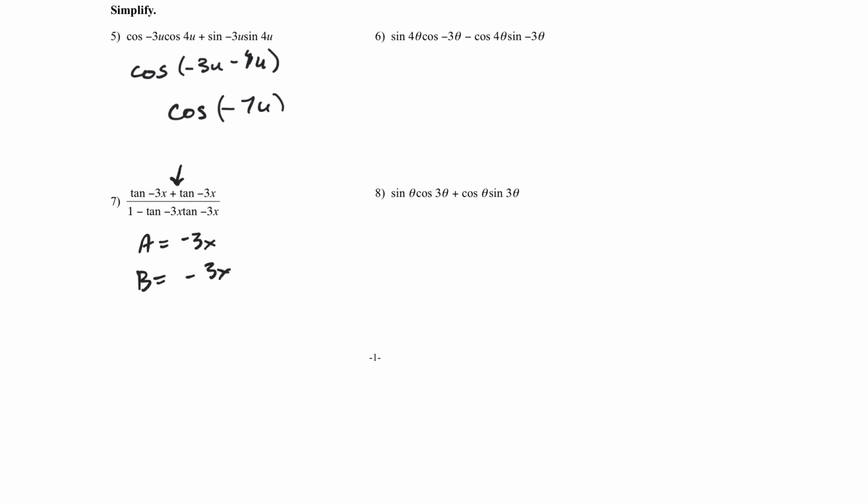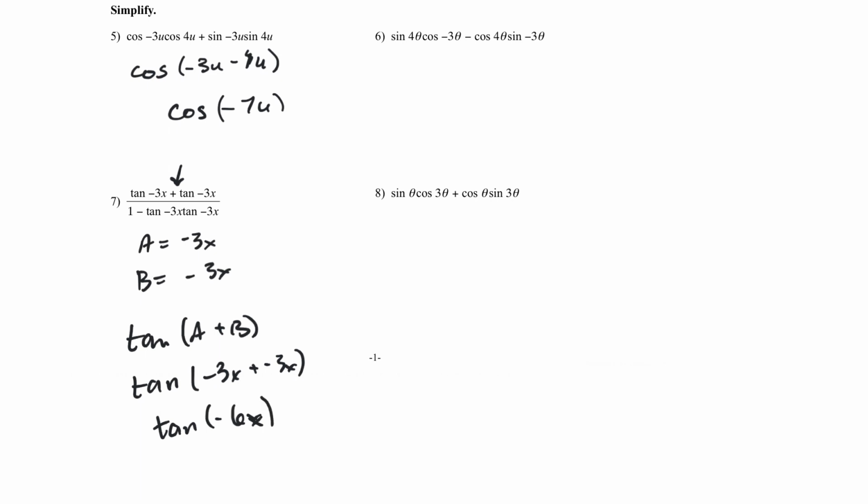I look up here, I see that sign on the top. I know that this is tangent of a plus b. So we just could say tangent of negative 3x plus negative 3x. So we have tangent of negative 6x. Don't be careless with your signs. That would be destructive in this scenario, right? I know I'm adding the angles. I know they happen to be negative. Keep them negative and keep it addition.